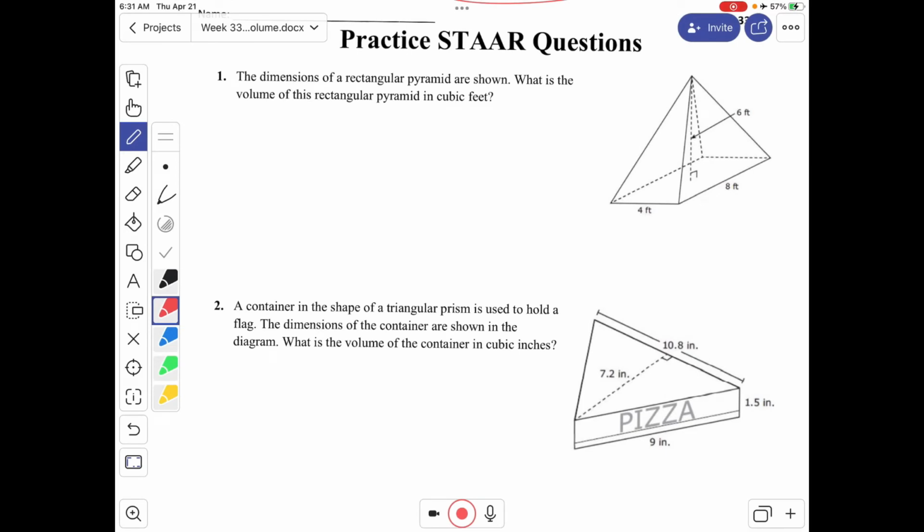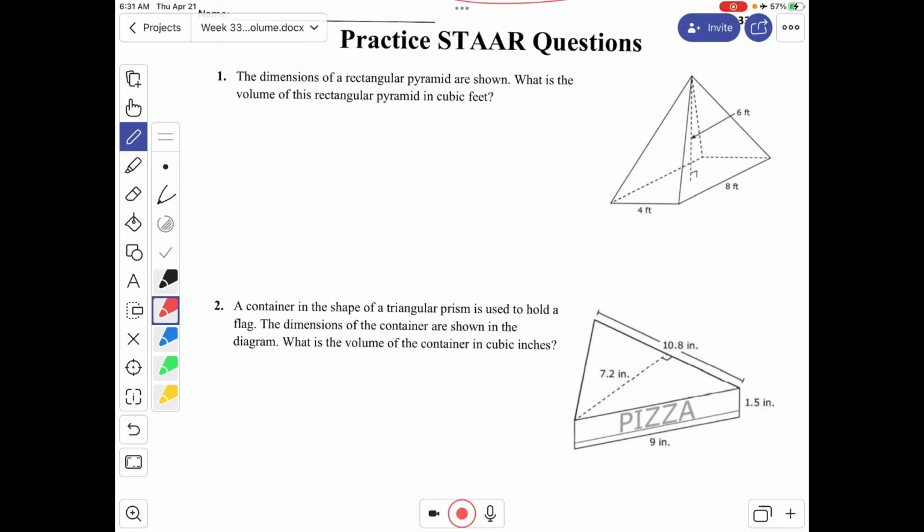Today I'm going to go over a few hints for the practice STAAR questions, help you kind of set them up. Number 1, the dimensions of a rectangular pyramid are shown. What is the volume of this rectangular pyramid in cubic feet?